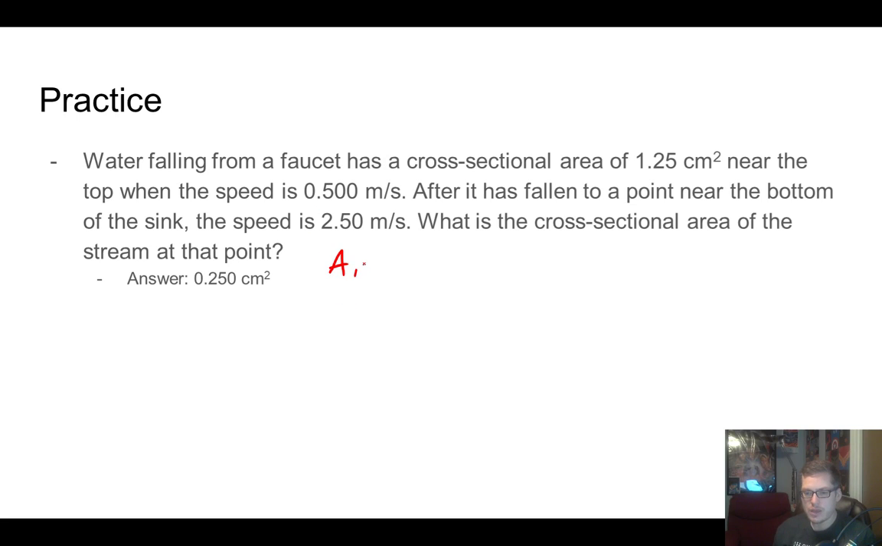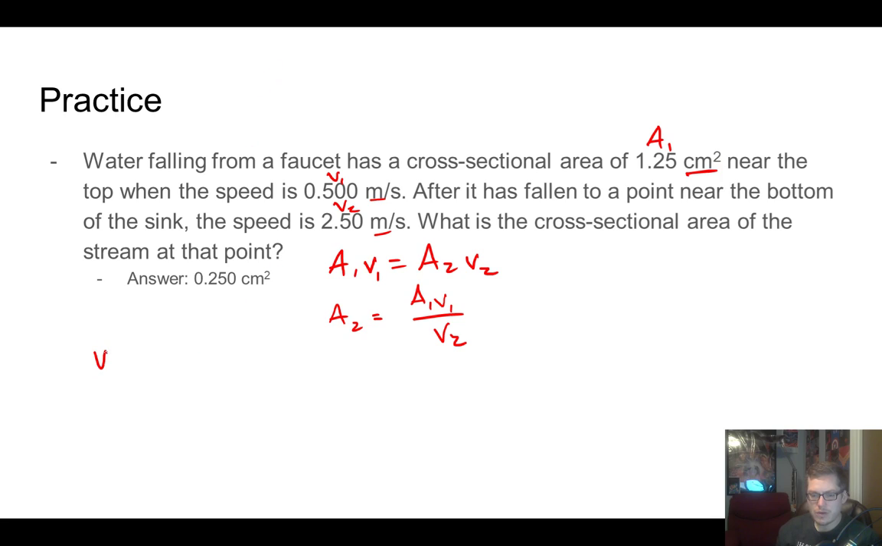Now, we know A1 V1 equals A2 V2. This is super easy, and we want to know the cross-sectional area of the stream at that point. So that's A2, which means A2 is going to be equal to A1 V1 over V2. Now you might be tempted to throw in the numbers, but I want you to pause and double check all your units. Notice that our area 1 is in centimeters squared, and our velocities are in meters, so we've got to change these.